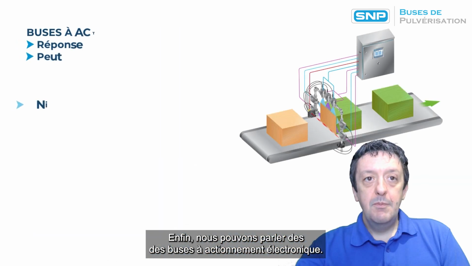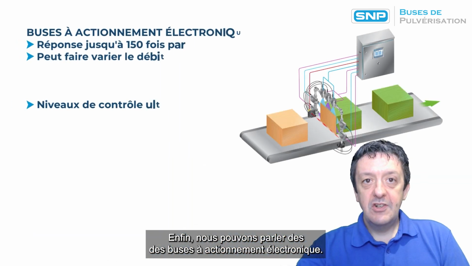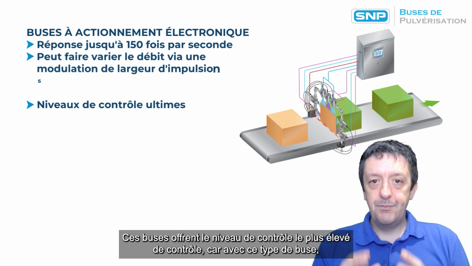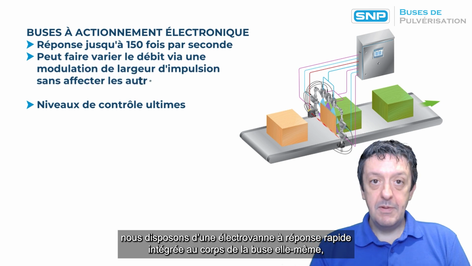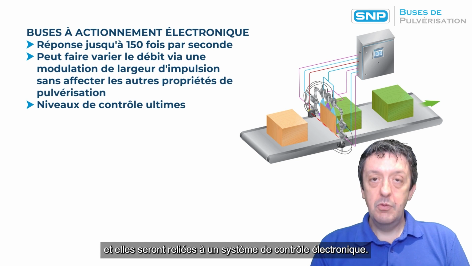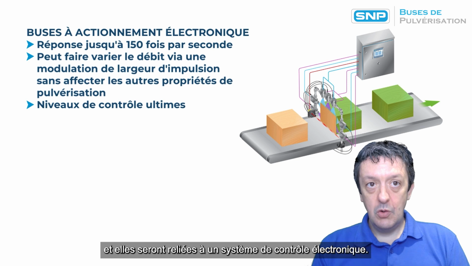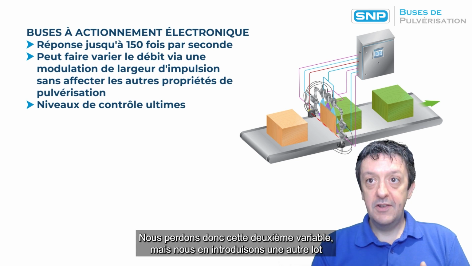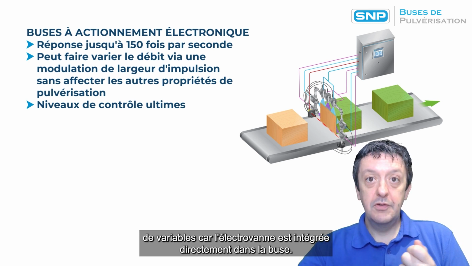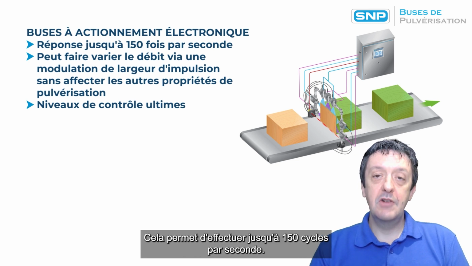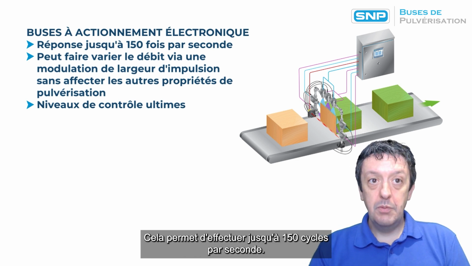So finally, we can move on to talking about electronically actuated nozzles. Now these kind of give the ultimate level of control, because with this type of nozzle, we have a rapid response solenoid valve built into the nozzle body itself. And these will be linked to an electronic control system. Not using any air in there, so we are losing that second variable, but we're introducing another set of variables because the solenoid valve is integrated directly into the nozzle. This allows up to 150 on-off cycles per second.